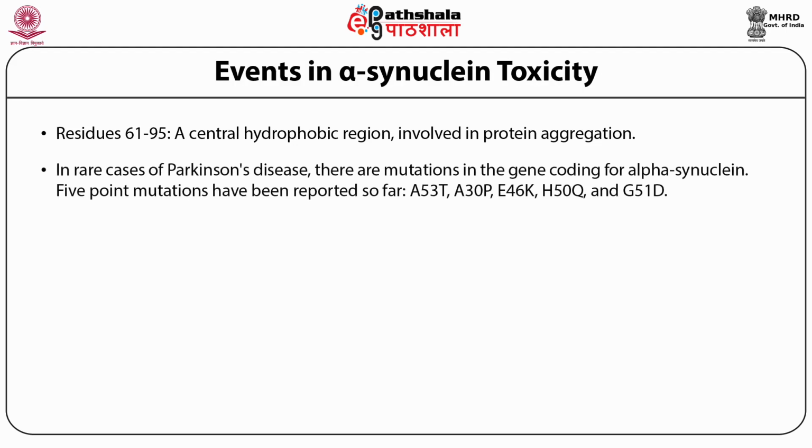In the rare cases of Parkinson's disease, there are mutations in the gene coding for alpha-synuclein. Five point mutations have been reported so far: alanine to threonine at the 53rd position, alanine to proline at the 30th position, glutamic acid to lysine at the 46th position, histidine to glutamine at the 50th position, and glycine to aspartic acid at the 51st position.